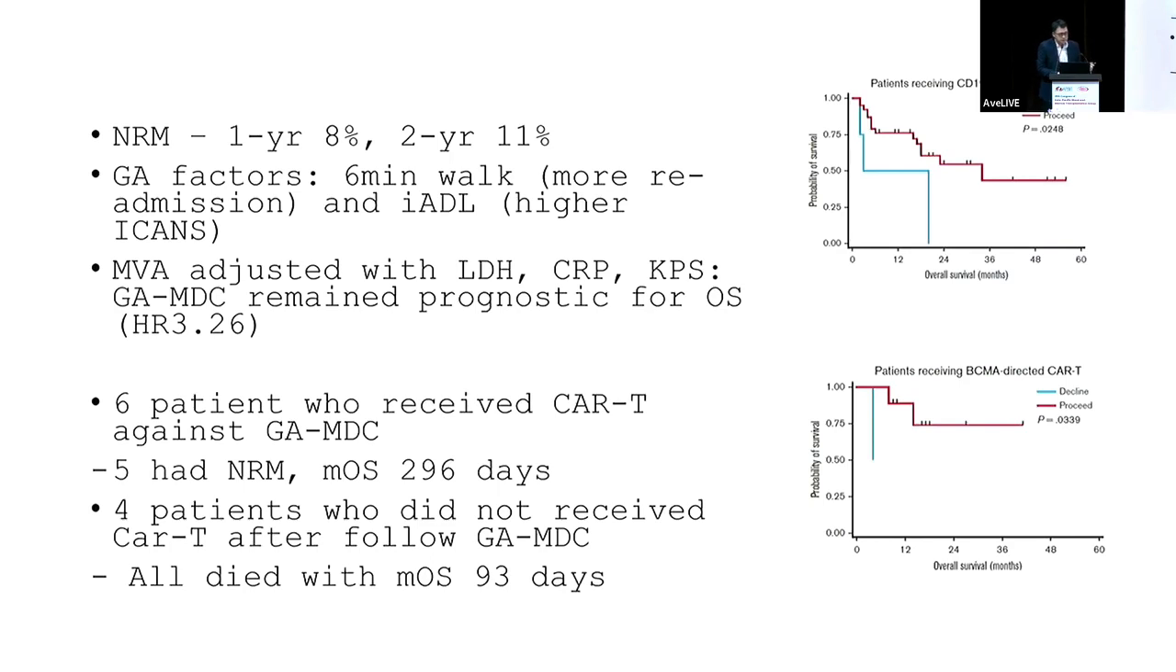What happened was 6 patients proceeded with CAR T against their advice. The advice was to decline, but the physician decided to proceed. Out of the 6, 5 suffered non-relapse mortality. Of course, you can arguably say that the 4 patients who did not receive CAR T after following the recommendation also died. So maybe you save 1 patient after performing 6 against the advice. But is it worth doing that? I'll leave it to you to decide.